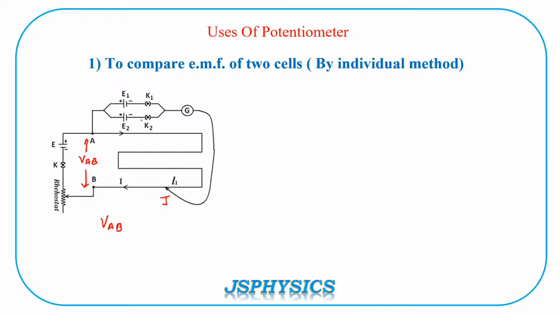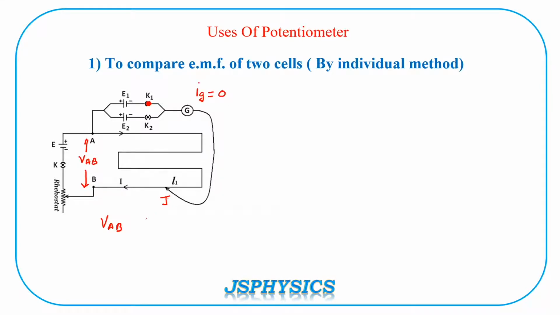First, we'll be connecting any one cell at a time. So let us connect cell E1. That means we'll put the key in K1. So E1 will be connected, but E2 is not connected. Now we'll simply tap the jockey along the length of the wire from A to B. And at one particular point, we'll be getting a null deflection. That means our galvanometer shows 0 deflection.